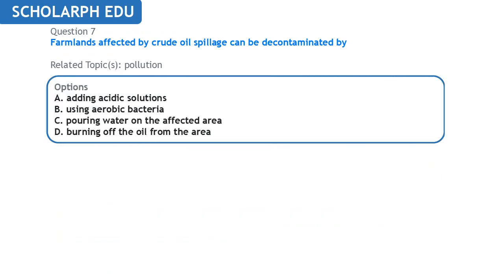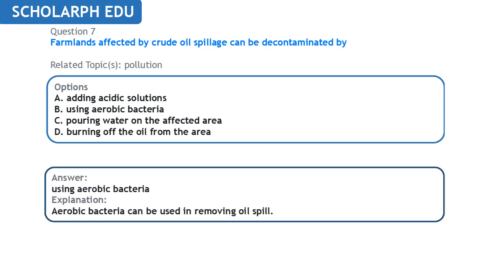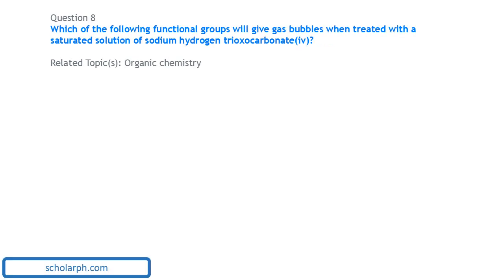Farmlands affected by crude oil spillage can be decontaminated by using aerobic bacteria. Aerobic bacteria are used to remove oil spill.